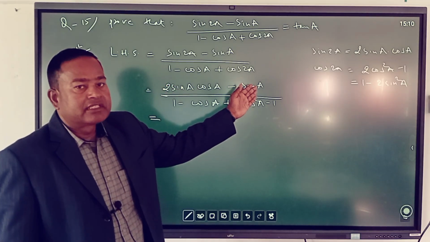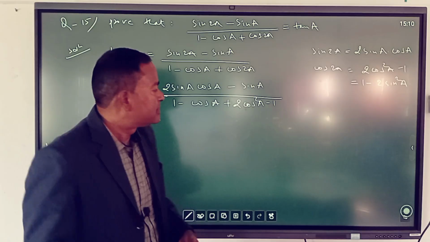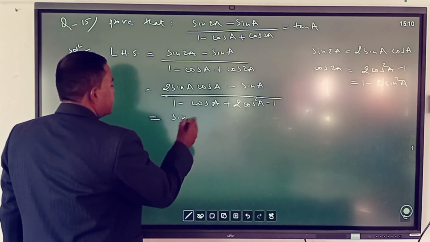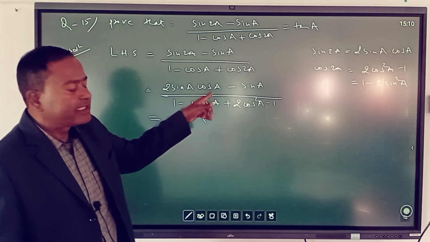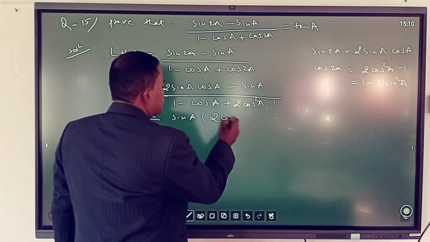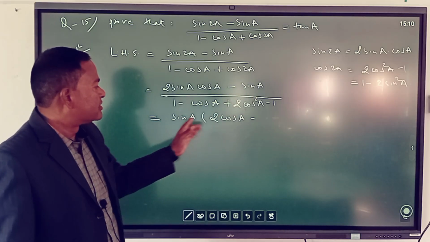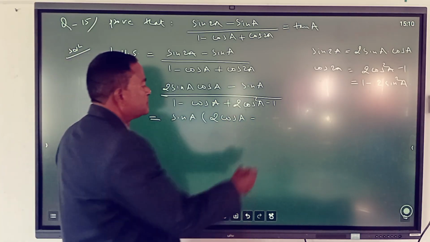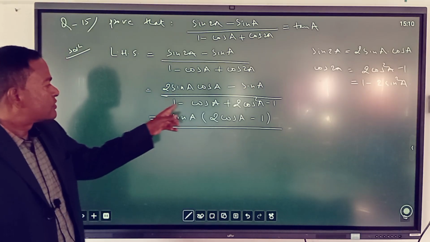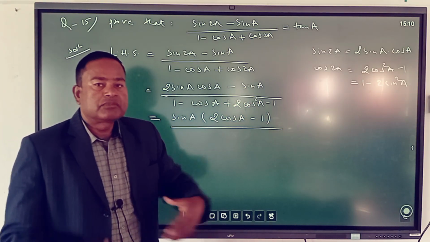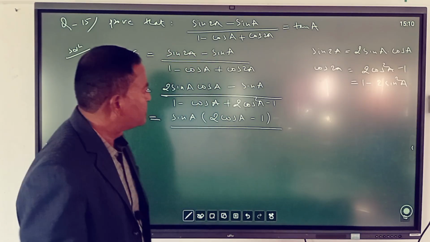Sin a and sin a. From the first term and the second term, we can take sin a common. Then the remaining terms will be 2 cos a minus, after taking sin a common, 1. Remaining term will be 1 divided by, now plus 1 and minus 1 are equal but opposite in sign, so we can cancel them because 1 minus 1 is equal to 0.